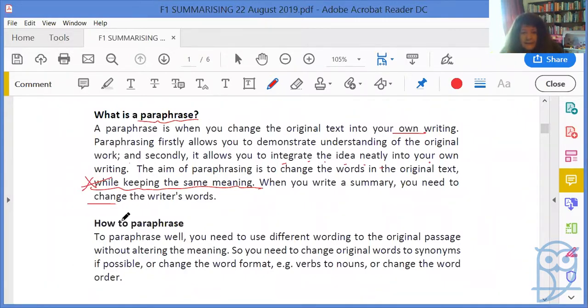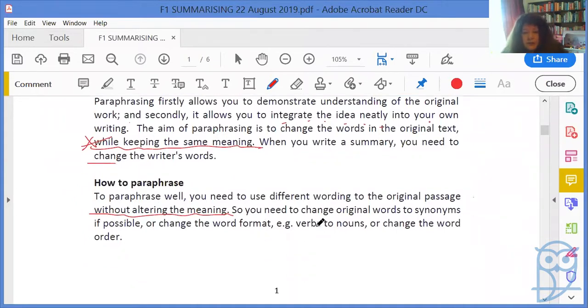How to paraphrase? To paraphrase well, you need to use different wording to the original passage without altering the meaning. So you need to change original words to synonyms, words that mean the same thing. So again, this is where your reading comes in. If you've been reading a lot, you should know a lot of synonyms. Or the alternative is changing the word format, like putting the back of the sentence to the front, changing verbs to nouns, changing the word order. Okay, so that's how you would paraphrase.